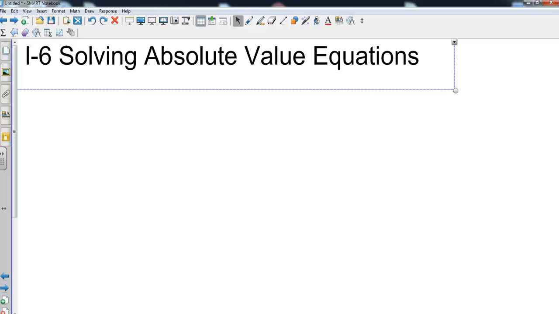Chapter 1, Section 6, Algebra 1. As I look at this screencast, I think I identified my 1 as an I. So I'll just let that bug you as much as it does me, but we'll leave it there. 1-6, solving absolute value equations.